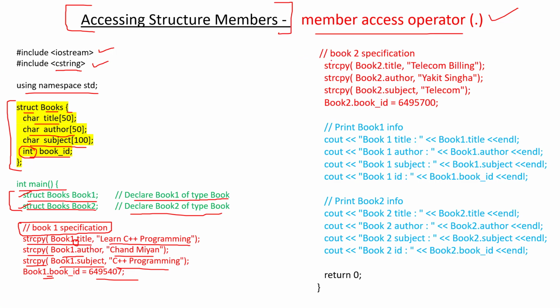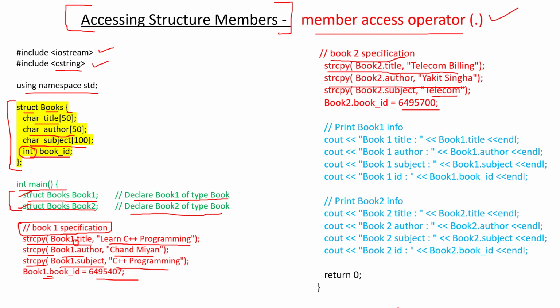Similarly, the book 2 specification: strcpy book2.title, telecom billing; strcpy book2.author, Singhart Telecom is the subject name; and the book ID is this one. So this is the book ID. Then how to print? You need the dot operator to get the values out also.